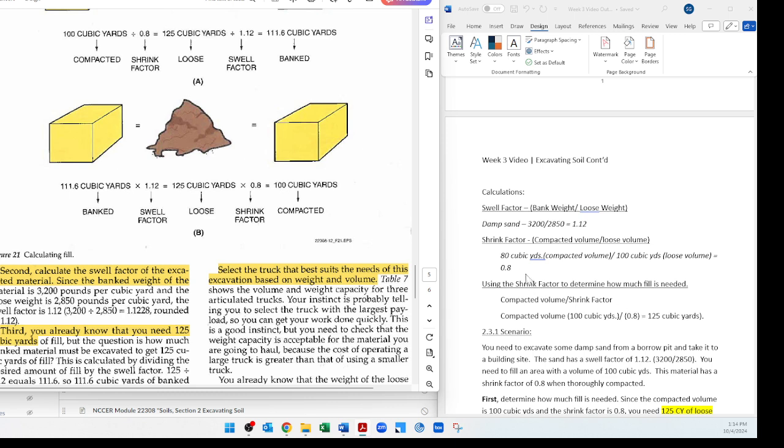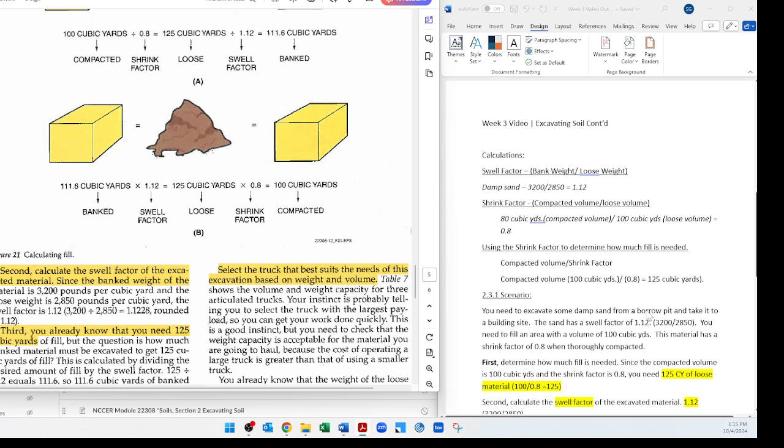to, we determined the soil has a shrink factor of 0.8, and if you want to know how much loose soil you're going to need to fill that 100 cubic yards, you're going to divide it by the shrink factor, and this tells you that you're going to need 125 cubic yards of loose yards to fill the 100 cubic yard hole and compact it.